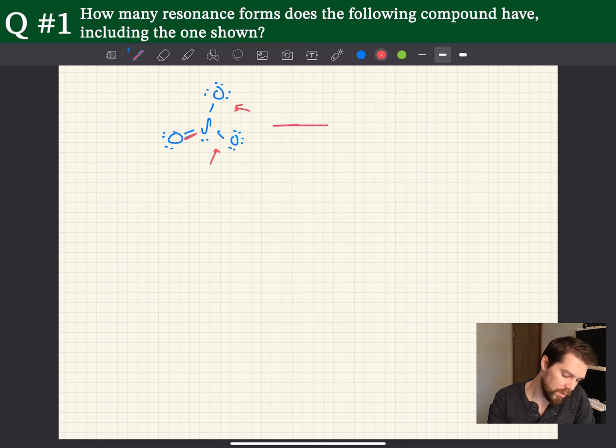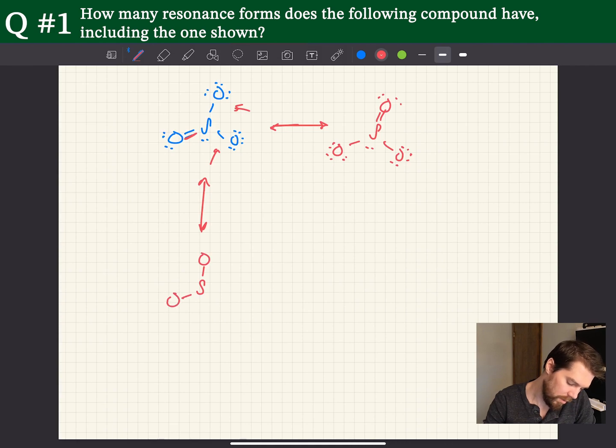So if I were to have chosen those other oxygens instead, I would get this for one of them. Fill in all these lone pairs, and I would get this option. So that last one filled in the top, and this next one will put the double bond on the right oxygen. And that is the whole thing. So how many do we have? We have a total of 3.